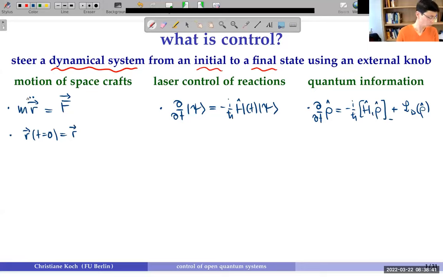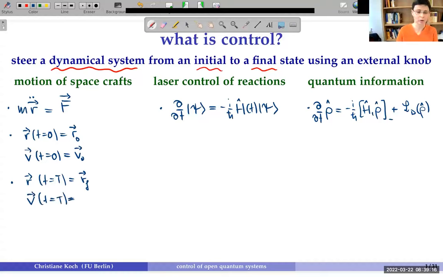And because this is a second order differential equation, we also need a second initial condition. So let's say the velocity at the initial time. And then again, if our goal is to land the spacecraft, we want to do this at a specific position. So let's call this position RF for our final. And we want to do this softly. We don't want to crash the spacecraft onto the surface of the moon. So the velocity should be zero.